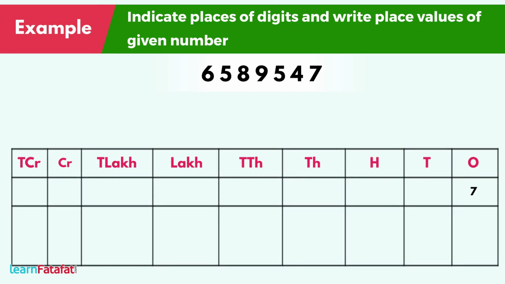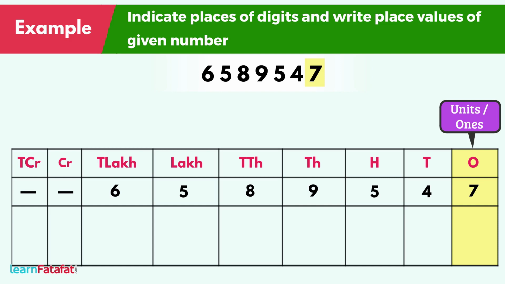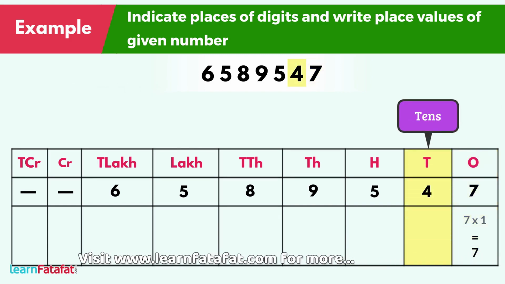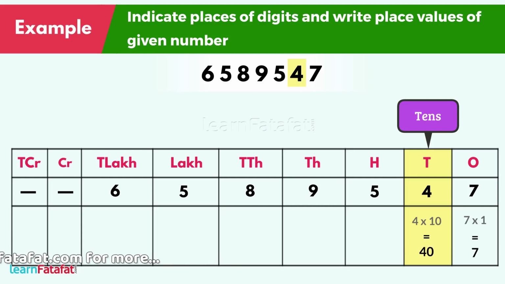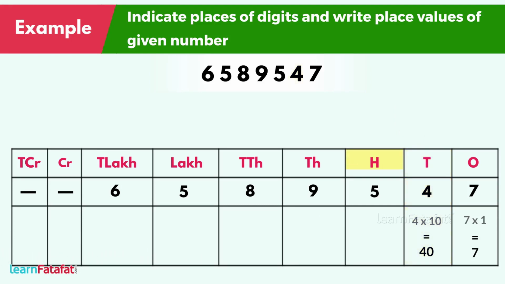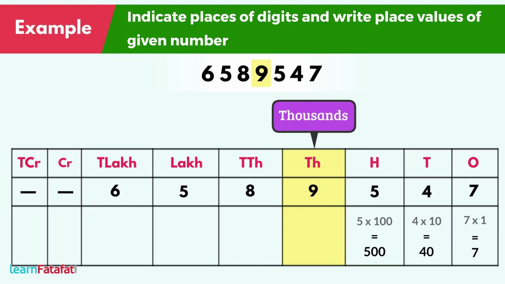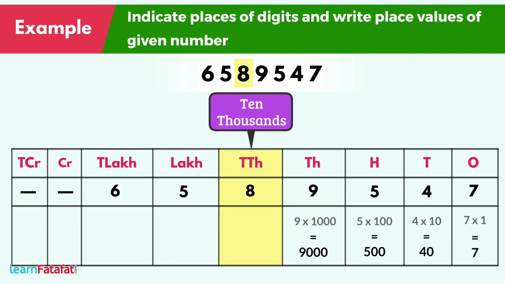Places of digits are: the rightmost digit 7 is at units place, also called ones place, and has place value 7. The next digit 4 is at tens place and has place value equal to 40. Similarly, 5 is at hundreds place, so place value is 500. 9 is at thousands place, so place value is 9000. 8 is at 10,000s place, so place value is 80,000.